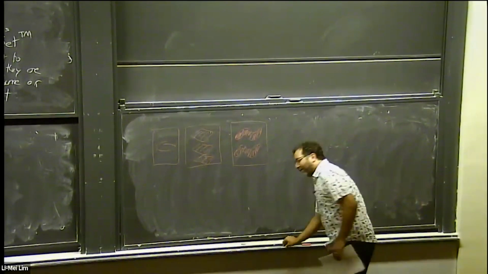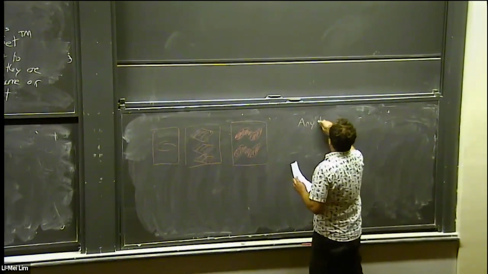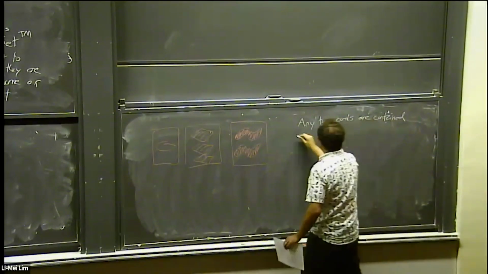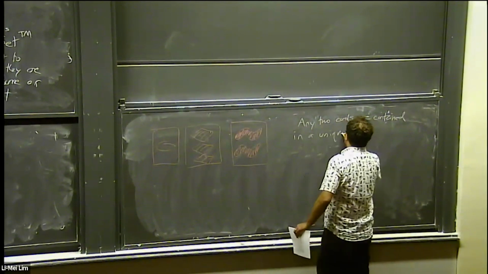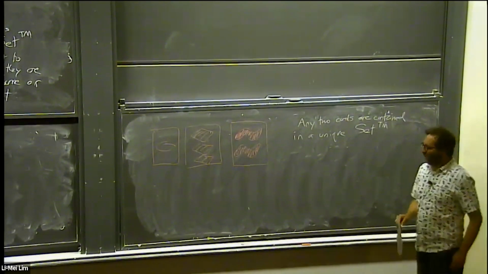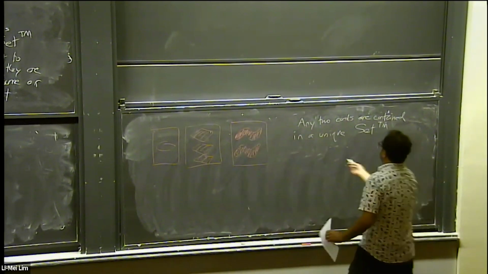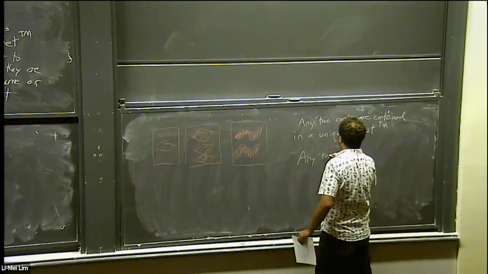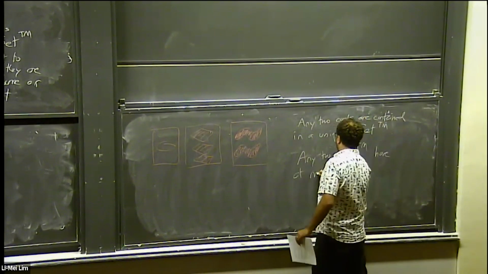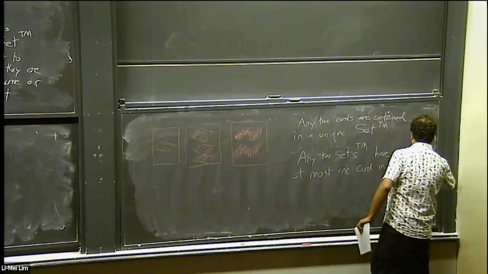So the first theorem of set is that any two cards are contained in a unique set. There's exactly one card that completes it. And actually, it's an immediate corollary of that theorem that any two sets have at most one card in common.